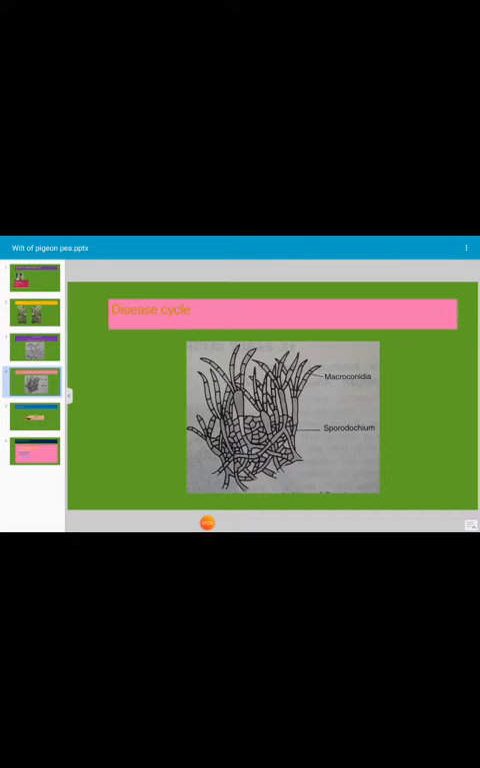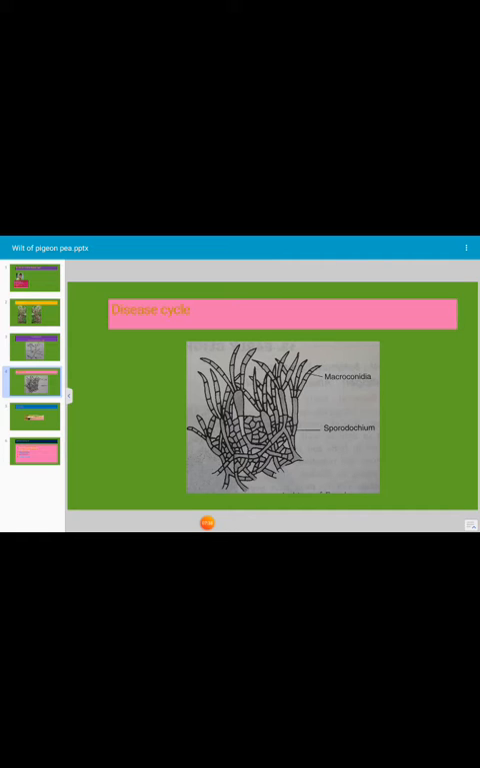In cultures, when you grow this fungus in the laboratory, they are held together in a ball or false head. Many conidial balls are formed in the cultures when you grow this fungus in the laboratory on media.